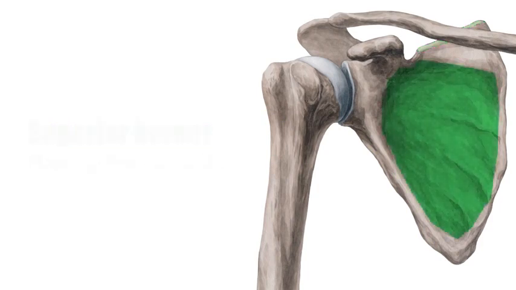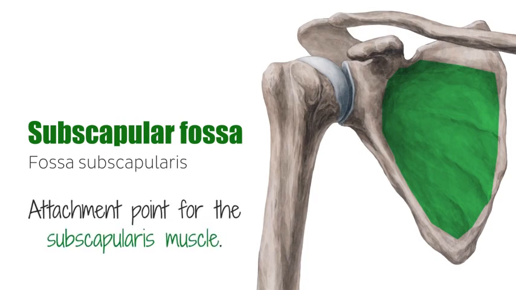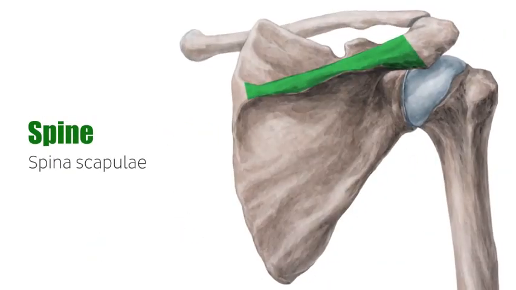Moving on to the bony features of the scapula, and as you can imagine, given its unique shape, there are many. On the anterior surface, there is the subscapular fossa. This is a broad concavity found on the ventral surface of the scapula and serves as an attachment point for the subscapularis muscle. On the posterior surface is the spine of the scapula, which lies between the next two structures we are going to talk about.